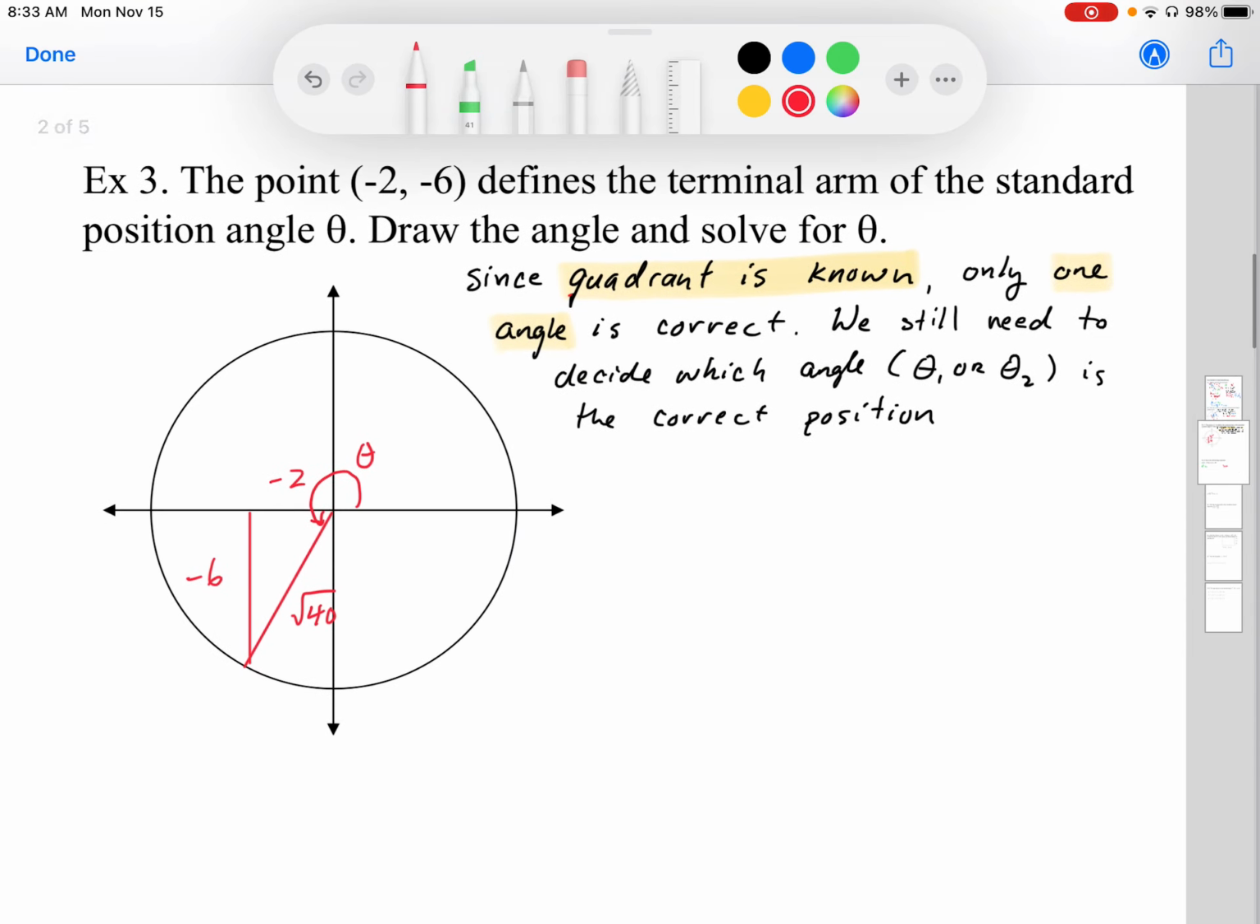In this next example, we have the point given as negative 2, negative 6, so that's a quadrant 3 position, okay, and we want to find the standard position angle theta. Now, because the quadrant is known, only one angle is correct. We only need to give one answer here. We don't need to draw two pictures because we know exactly where that position is. There's no ambiguity about what the position is.